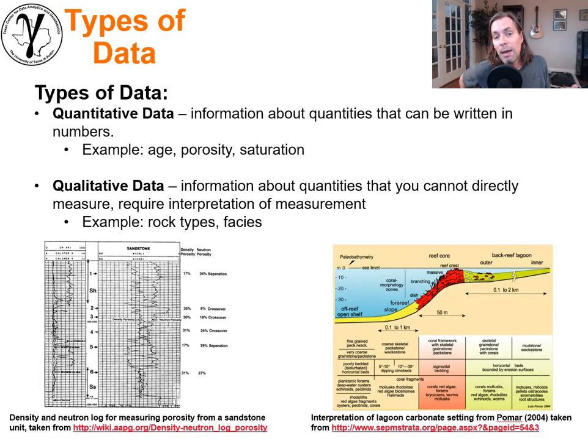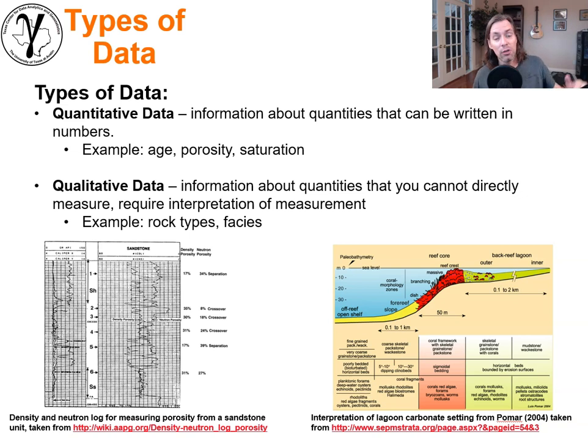Another way to bin it up, and I mentioned this before, quantitative and qualitative. And the way we use it in geostatistics and often spatial data analytics, quantitative means information about quantities that can be written as numbers. You measure it and it comes back directly to you as a number, a metric. Age, porosity, saturation, and so forth. Qualitative, it's really information about quantities that you cannot directly measure. It requires a layer of interpretation.